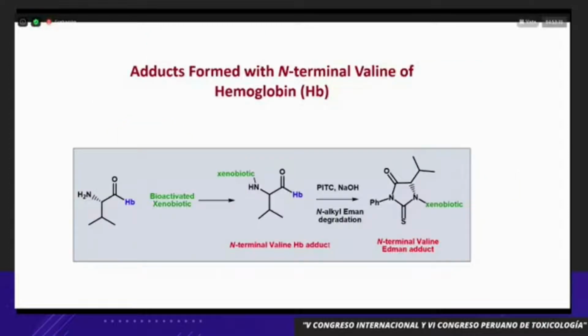One of the easiest methods to monitor the formation of covalent adducts with proteins is to monitor the formation of covalent adducts with the N-terminal valine of hemoglobin. This is easy because there is a very easy method, the so-called N-alkyl Edman degradation, that allows the specific detachment of this kind of adducts as hydantoins, which can then be identified and quantified by mass spectrometry-based methodologies.